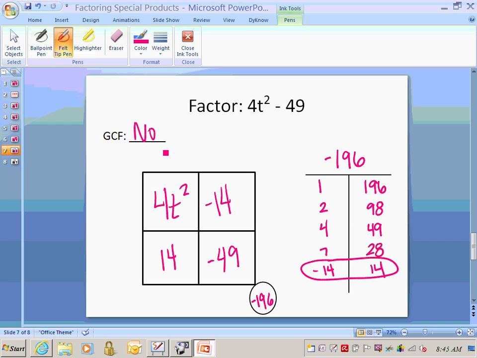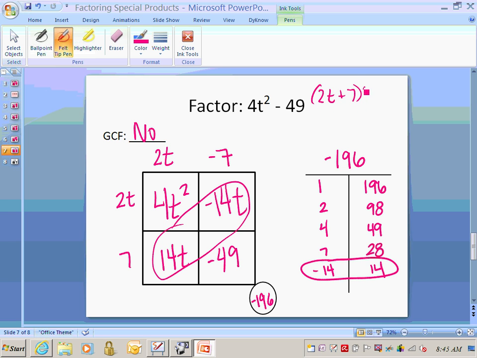Okay, now, what goes up here? 2t. What goes here? 7. Negative 7. What goes here? 2t, 2t, and 7. These are supposed to have t's, right? Plus 7. No, it would be plus, because these have got to add to 0, but they've got to multiply to negative 49. So I've got 2t plus 7, 2t minus 7. Y'all getting the hang of it?